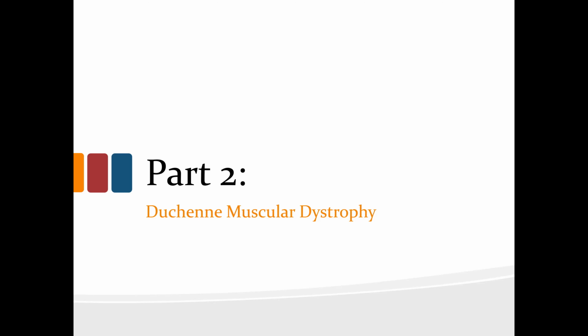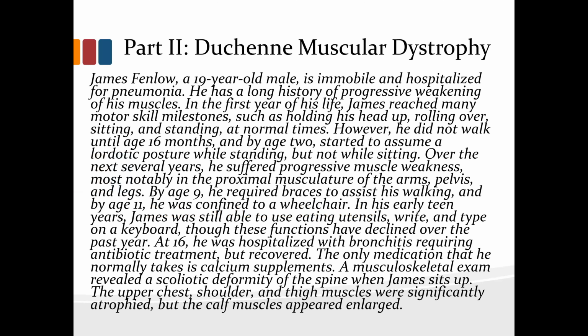In part 2, we're going to look at Duchenne muscular dystrophy, abbreviated DMD. So James Finlow, a 19-year-old male, is immobile and hospitalized for pneumonia. He has a long history of progressive weakening of his muscles. In the first year of his life, James reached many motor skill milestones, such as holding his head up, rolling over, sitting, and standing at the normal times. However, he did not walk until age 16 months, and by age 2 started to assume a lordotic posture, lordosis, while standing but not while sitting.